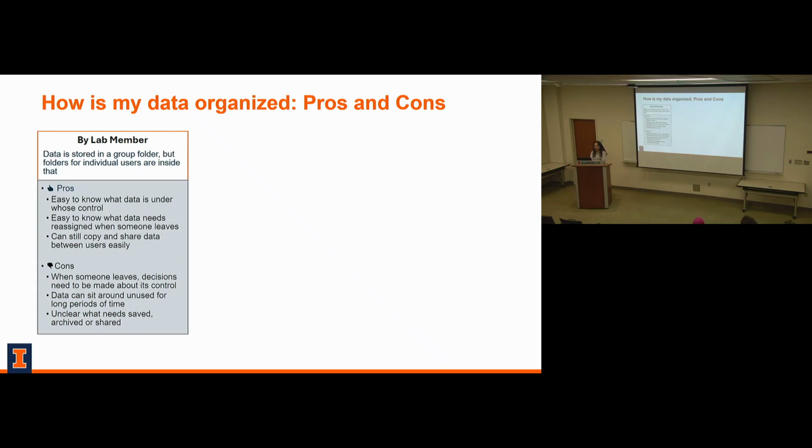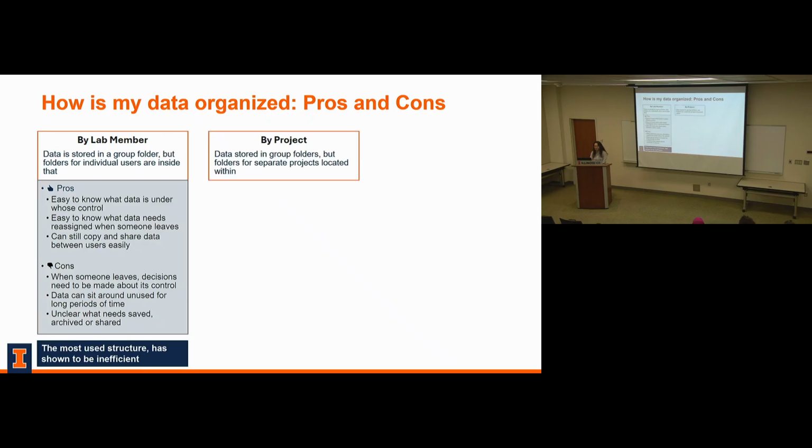And the disadvantage of this method is when someone leaves the lab, a decision needs to be made about who takes control of the data next. Because of that, data can stay there for a longer period of time without being touched. And it's unclear what needs to be saved, archived, or shared, because everyone will have their own way to store their data or their project. It is the most used structure here in IGB and maybe on campus, but it has shown to be inefficient.